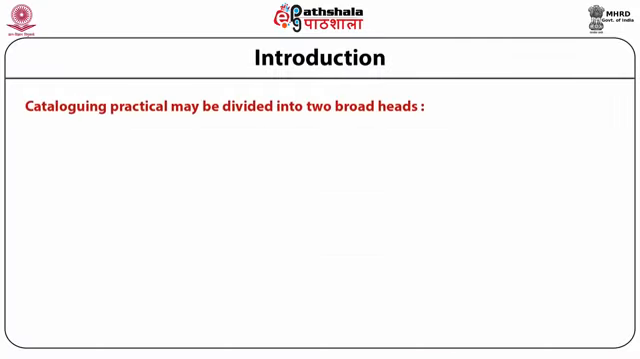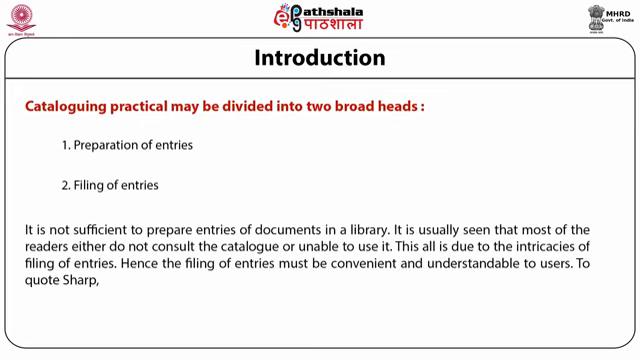Introduction. Cataloging practical work may be divided into two broad heads. First, preparation of entries. Second, filing of entries. It is not sufficient to prepare entries of documents in a library. It is usually seen that most of the readers either do not consult the catalog or are unable to use it. This is all due to the intricacies of filing entries. Hence, the filing of entries must be convenient and understandable to users.